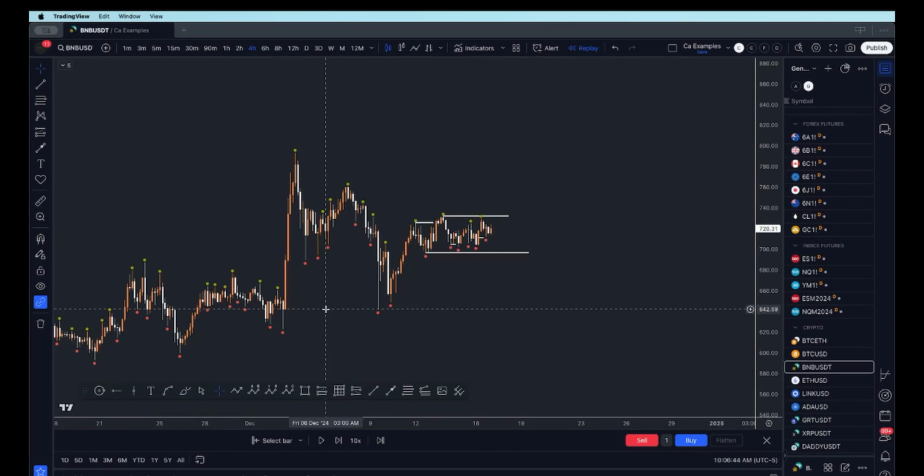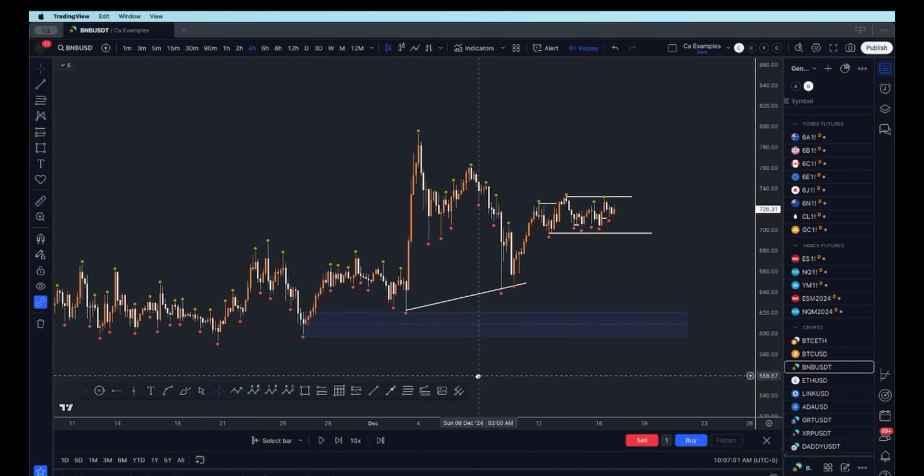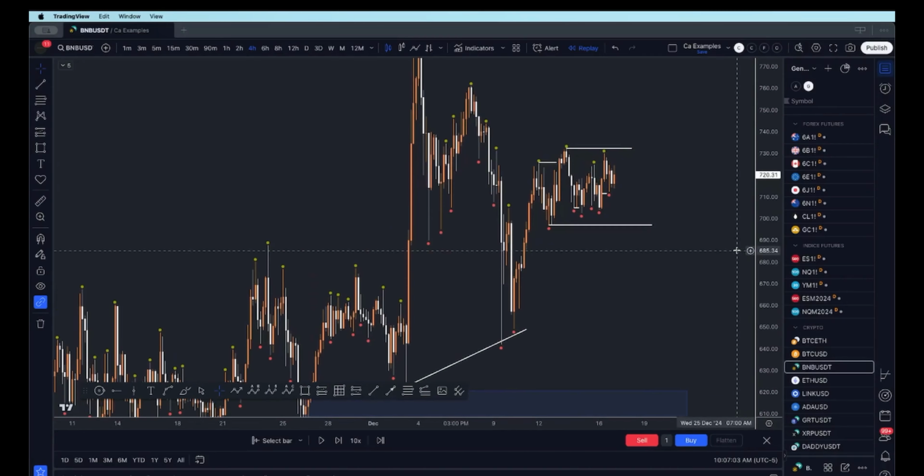Or like I showed earlier, you could look for areas that haven't been swept like this that are near an order block. So that's another way, right? So just look for areas that haven't been swept and see if you can find them near a point of interest.